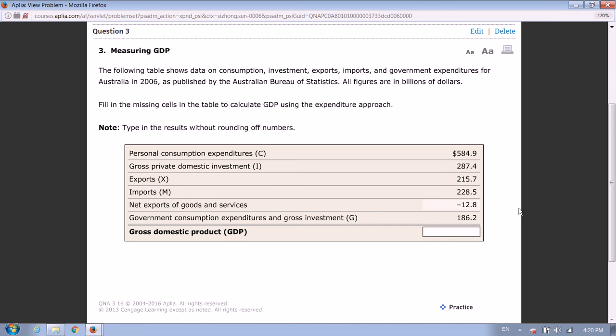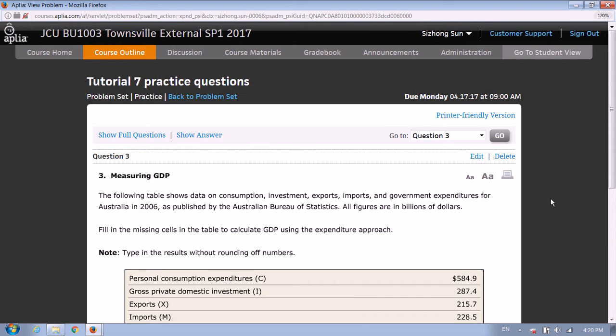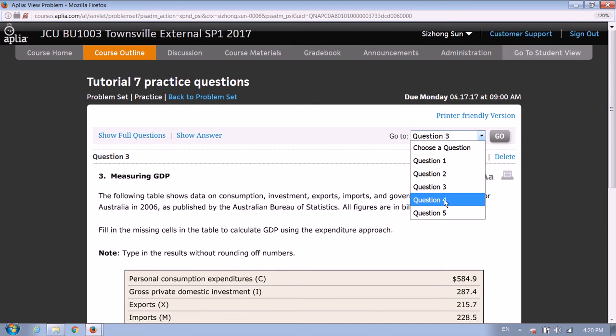Government purchase is 186.2. So now the GDP is 584.9 plus 287.4 plus the net export, which is minus 12.8, plus 186.2. So total GDP in this year is $1,045.7 billion. Okay, so that's question 3. Question 4.